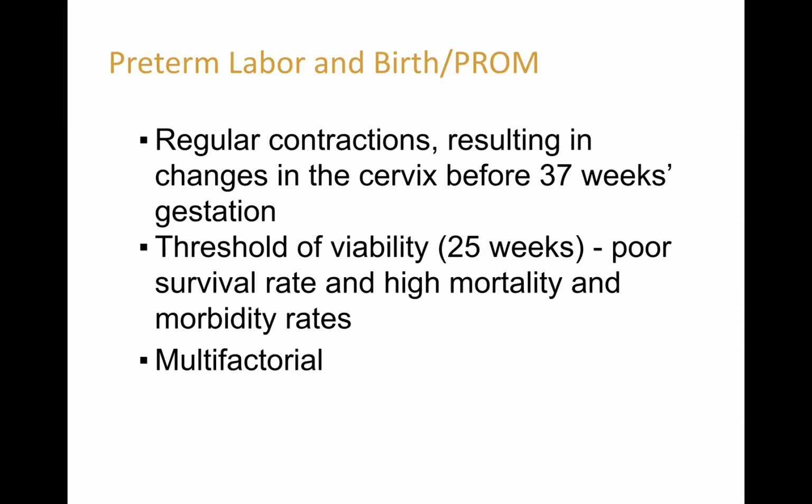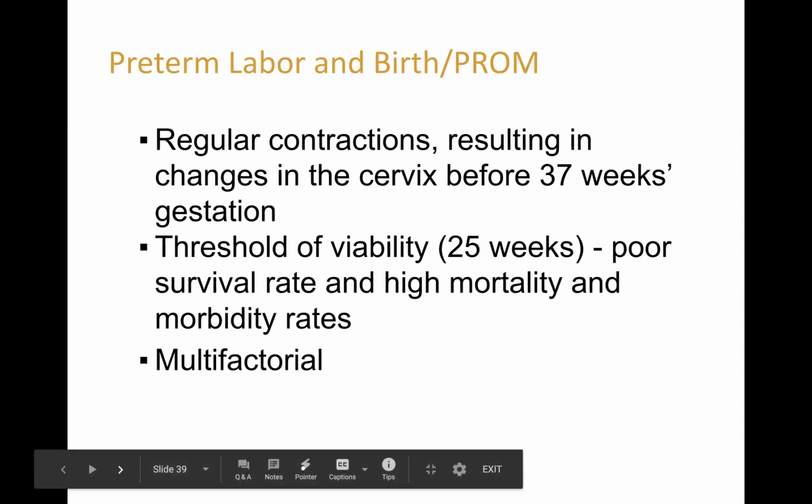Threshold of viability. Actually, I think we could probably lower that now. What did Rich say? I think he said 22 weekers now. 23 is where 22 is still not doing too well. So 23. The 25 is what they say is the threshold, but we're seeing it's a lot earlier now. Anything lower than that, they have a poor survival rate and a high mortality and morbidity rate. But there are miracles, I have to say.